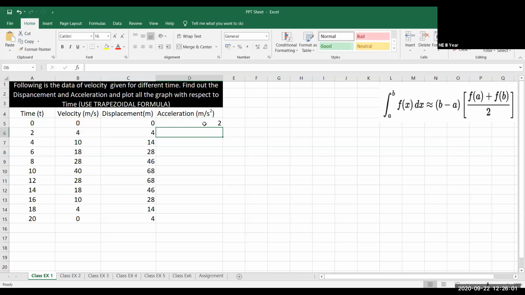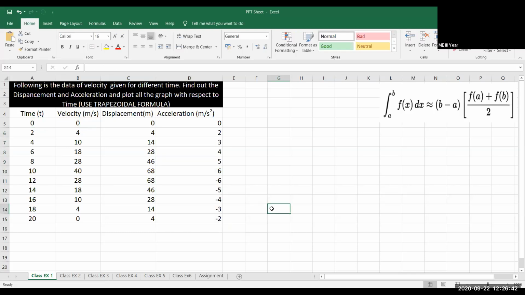So why is this first one getting wrong? Because for acceleration, the displacement and velocity are 0, so here the acceleration will be 0. From here onward you have to apply this one: V2 minus V1 divided by T2 minus T1. Then hit enter, you will get the value. After that you drag up to the last one. So these are the values you got.